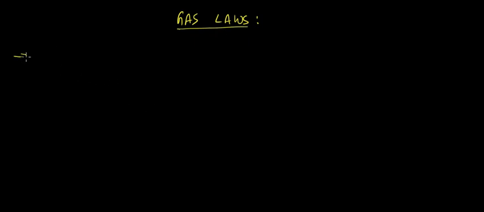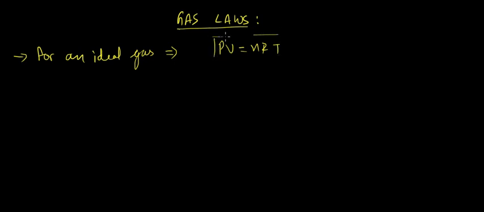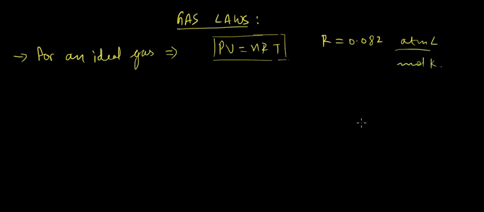Okay, so let's define that for an ideal gas, we can say, as we have discussed so many times, that PV equals nRT. So R we already know is 0.082 atm liter per mole Kelvin, or R can be written as 8.314 joule per mole Kelvin, which can nearly be written as 2 calorie per mole Kelvin.